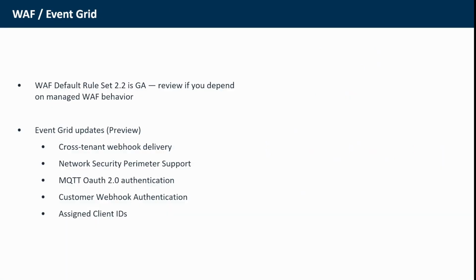Web Application Firewall default rule set 2.2 is GA, so keep an eye on that if you depend on managed WAF behavior. Event Grid has a bunch of updates in preview that are mostly about security and integration, things like cross-tenant webhook delivery, network security perimeter support, MQTT OAuth 2.0 authentication, custom webhook authentication, and assigned client IDs.